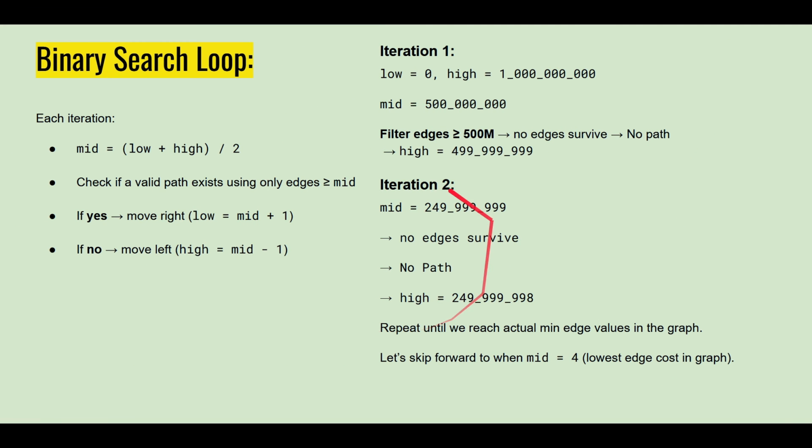What we have tried to do is, first of all, find the mid, and then check: if yes, we move to the right side, meaning mid plus 1. If not, we do mid minus 1. That is why we are checking each of these.